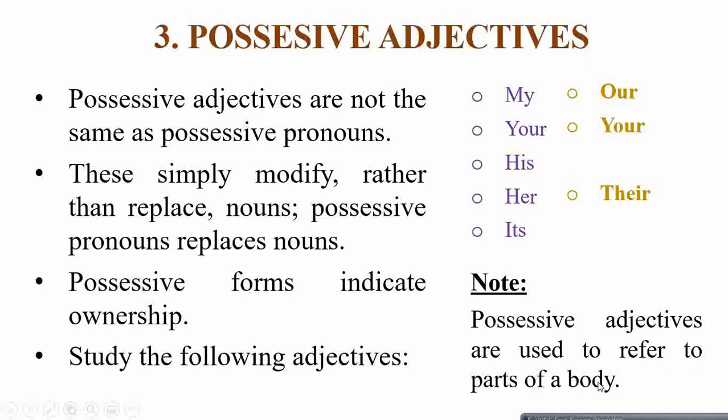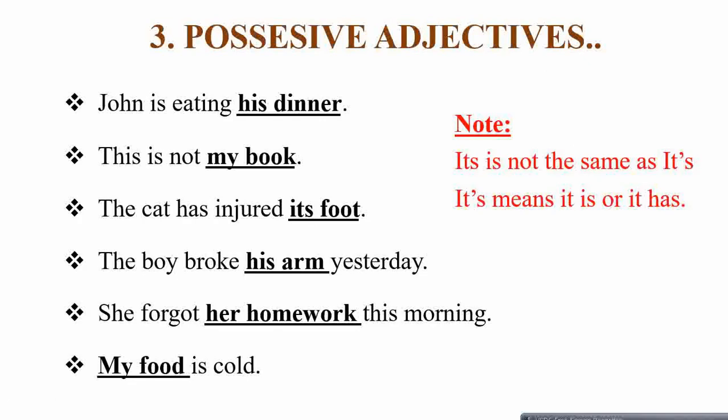लेट्स सी हम इसको एग्जांपल में कैसे समझते हैं. John is eating his dinner. It's not okay, ठीक है. This is not my book. आप अपनी पोजेशन बता रहे हैं कि ये बुक मेरी नहीं है या ये डिनर उसने किया है. The cat has injured its foot. ठीक है, इसमें आप ओनरशिप दिखा रहे हैं. The boy broke his arm yesterday. She forgot her homework this morning. My food is cold.